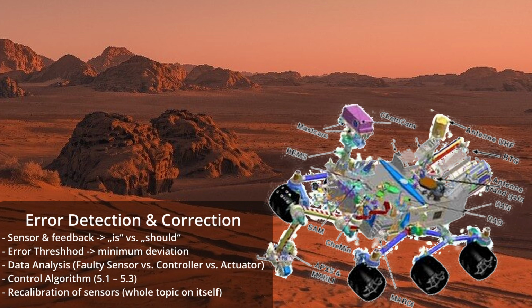And for the controller, it's pretty easy. We basically already talked about it. We can just adjust the algorithm in the controller and we are done. And sensors, we normally can try to recalibrate. Sometimes it works, sometimes it does not.